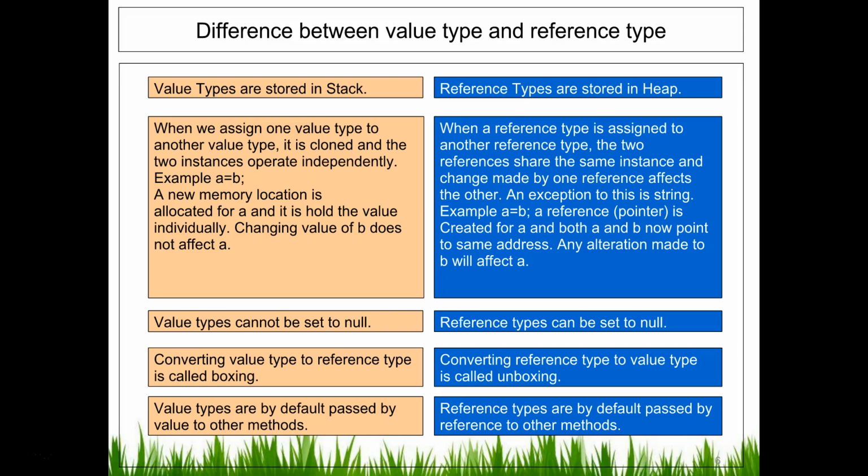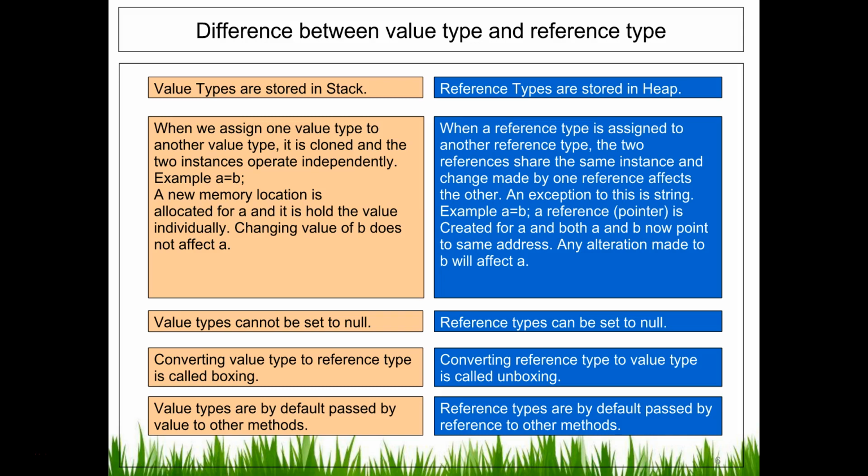Okay, and then there are a few scenarios where you may need to convert your value type to a reference type. .NET provides some options for it, and it is called boxing. Converting value to reference is called boxing, and converting a reference to value is called unboxing. So this is a very important interview question.